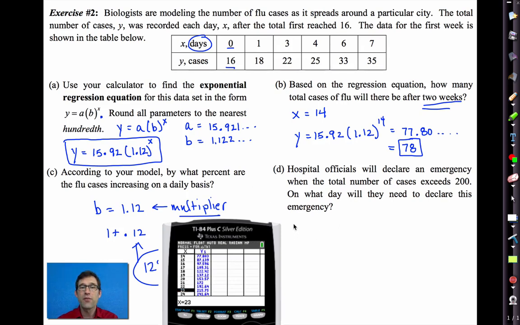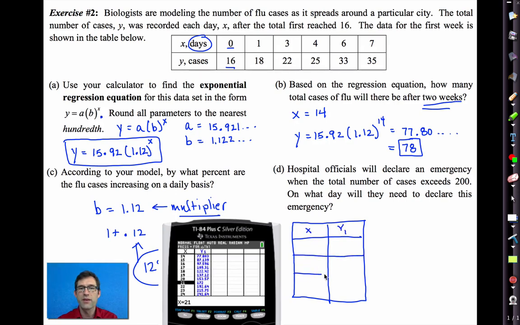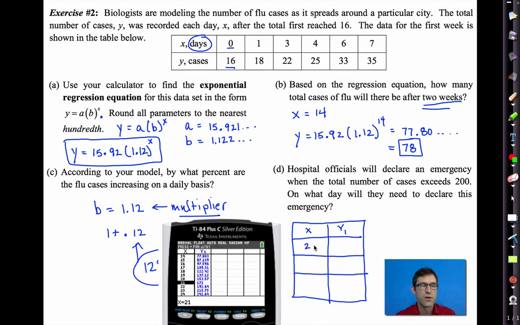In fact, if I wanted to provide good evidence that I'm doing it correctly, what I would do is generate a little table. Okay, very simple table. Maybe I'd have x and y1. What I like to do when I'm preparing a table like this is include some values right before it. So at 21, we're at 172 cases. I'm going to round these things. Well, I didn't have to round that one.